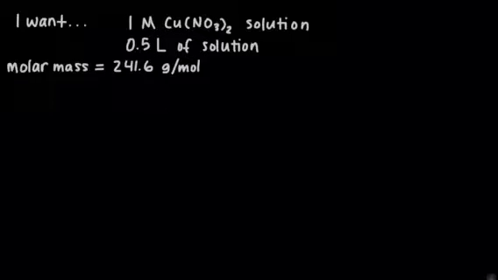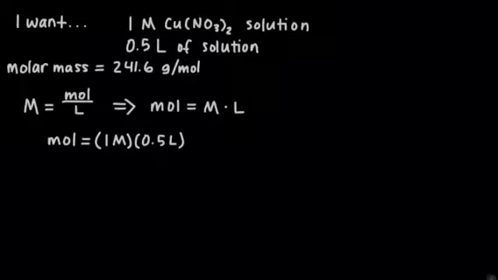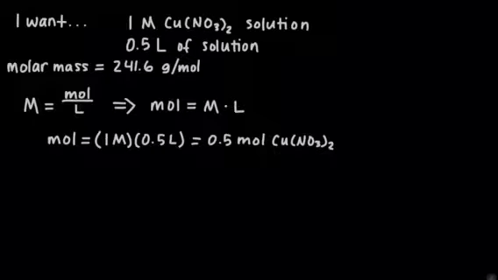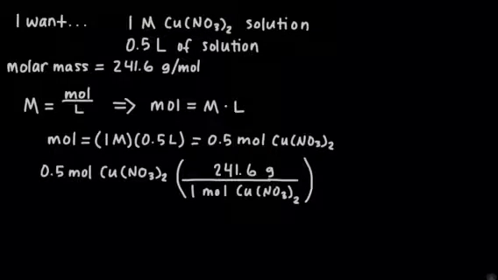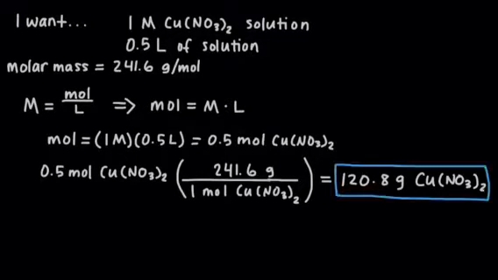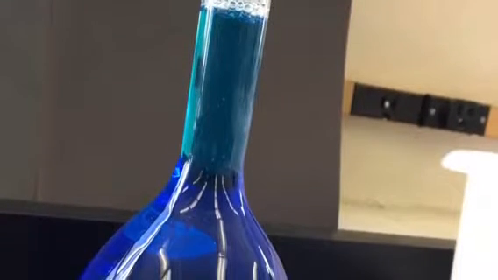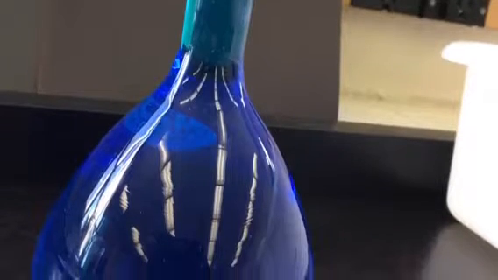I wanted 500 milliliters, or 0.5 liters of solution, so using the fact that molarity equals moles over liters, I plugged in my values for desired molarity and volume to solve for the number of moles I needed. I then converted this number to grams using the molar mass. To make the solution, I measured out 20.8 grams of copper nitrate powder, put it into a 0.5 liter volumetric flask, and added water, swirling until I had half of a liter of solution.